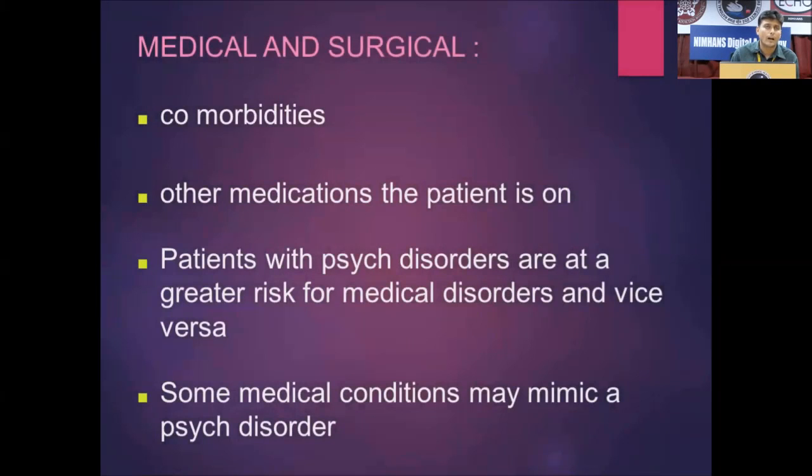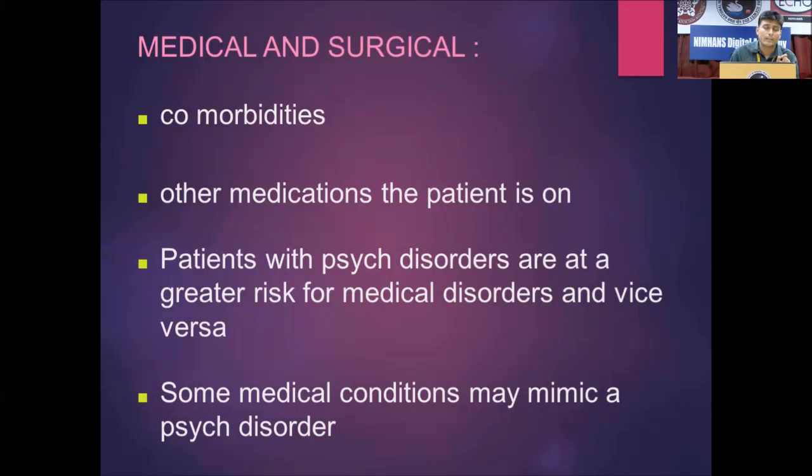And in past medical history, ask for other comorbid medical illness and other medications the patient is on, because some medical disorders or some medical conditions can mimic psychiatric symptoms. For example, hypothyroidism may present with depressive symptoms, and hyperthyroidism may present with some anxiety-related symptoms, or even some diseases like Cushing's disease, Addison disease can present with mood symptoms. So some medical conditions can mimic a psychiatric disorder, and as well, patients having mental illness are at a greater risk of developing medical disorders.